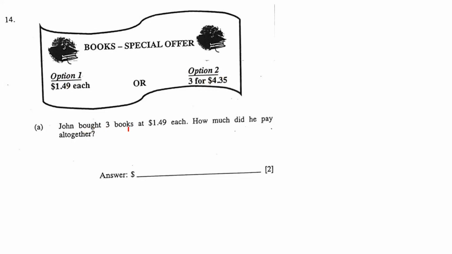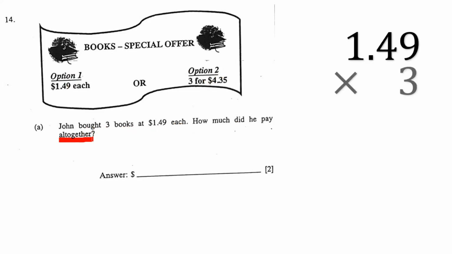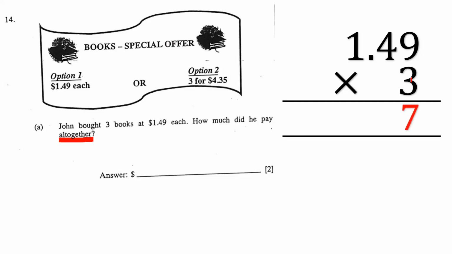Let's say that John bought 3 books at $1.49 each. How much did he pay altogether? So altogether, we're gonna figure out how much did he have to pay in total. So let's multiply 149 by 3. Okay, what is 3 times 9? 3 times 9 is 27. So we put the 7 down below. And we put the 2 above.